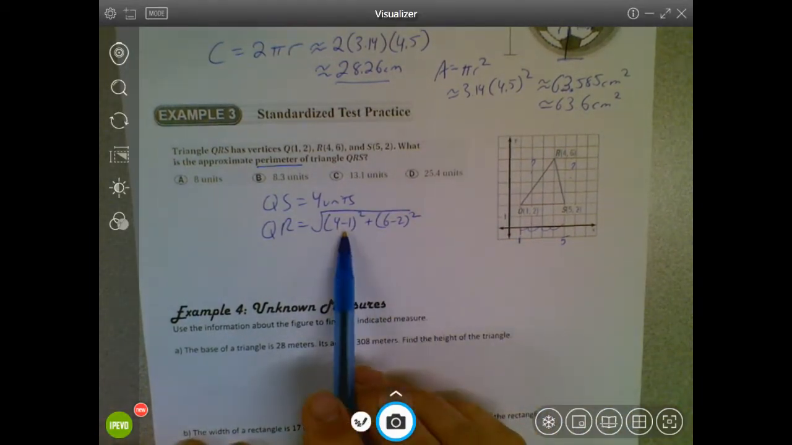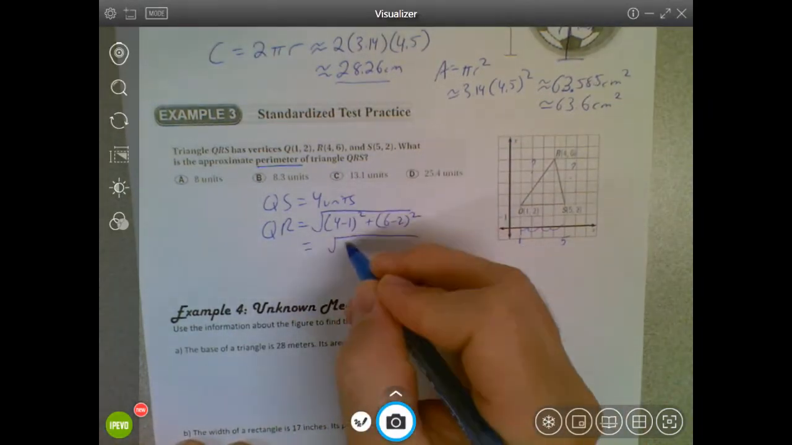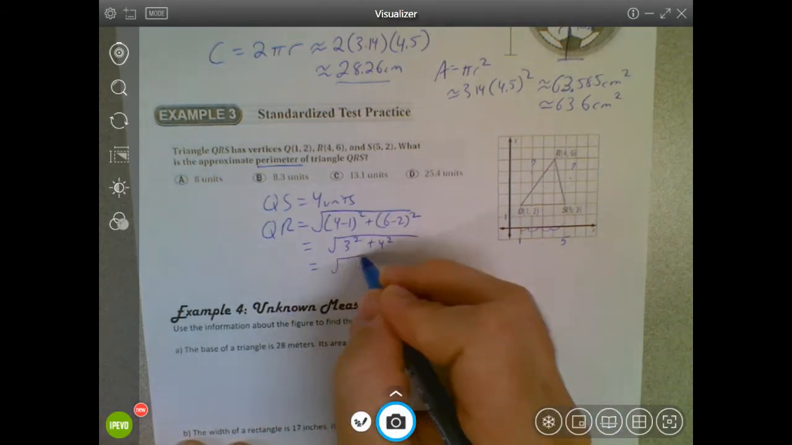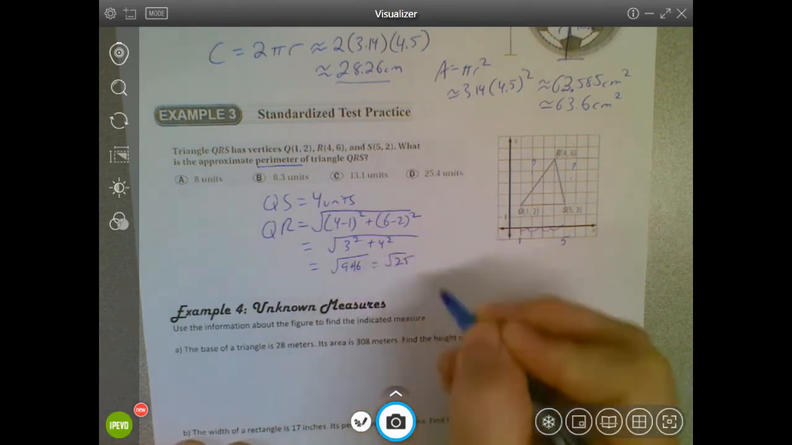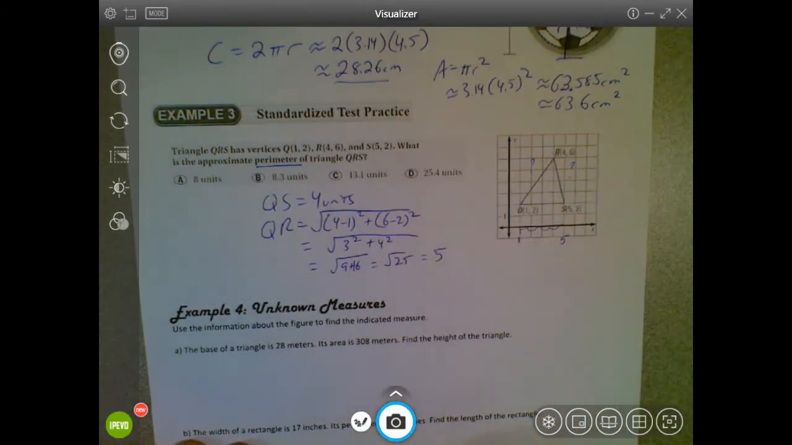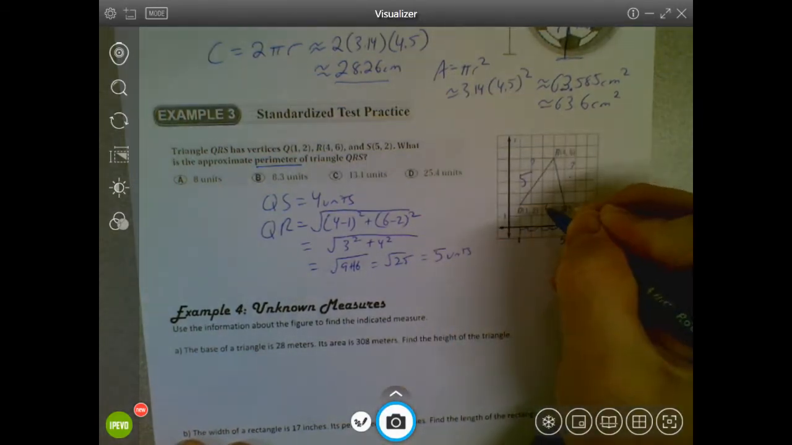But I'm just going to jump right into it here. This is what we need to solve this problem. So this becomes 3 squared plus 4 squared. 3 squared is 9. 4 squared is 16. So that becomes the square root of 25. Well, the square root of 25 is actually 5. So now QR is 5 units. So this is 5. This was 4.